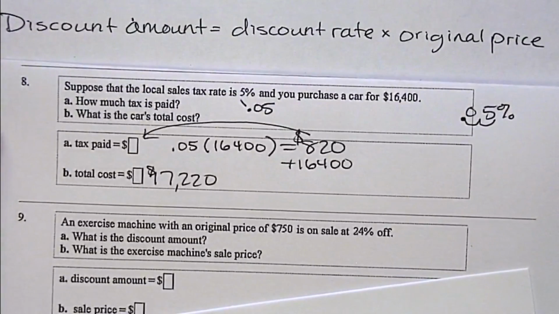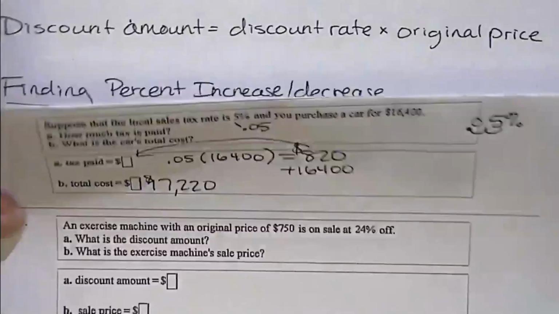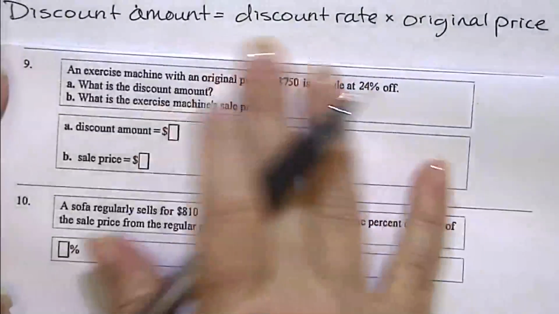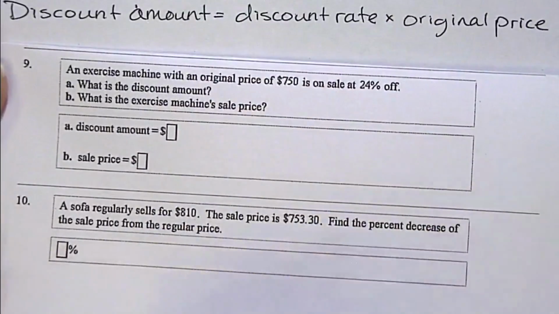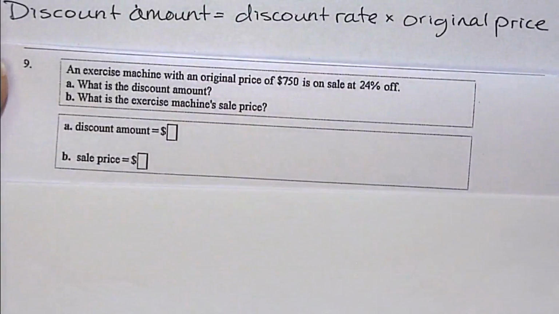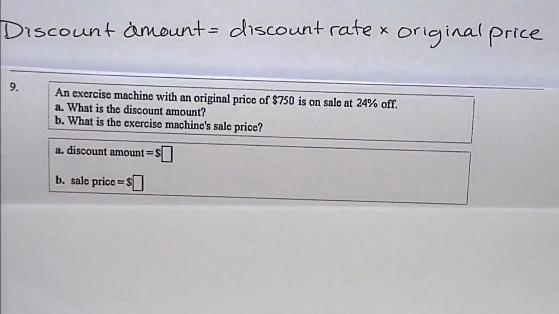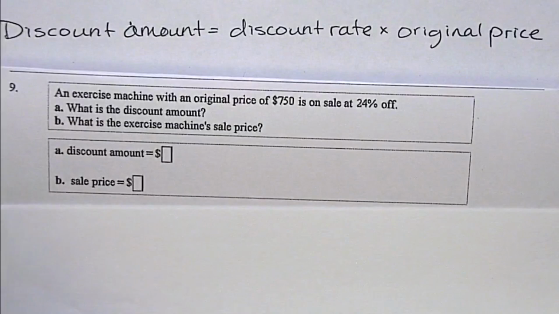And this is where I normally see what your process is on these types of problems on the discount. Let me fold this paper over. Hold on. Okay, an exercise machine with an original price of $750 is on sale for 24% off. What is the discount amount? Okay, and then what's the sale price? So first they want to know how much are you going to save? You know, what's that discount amount?